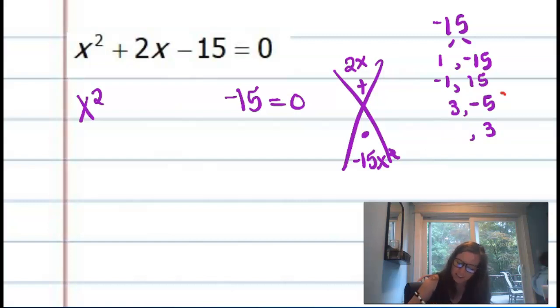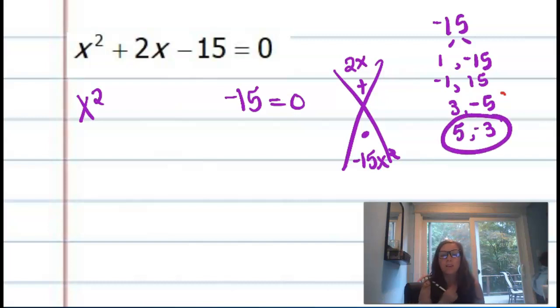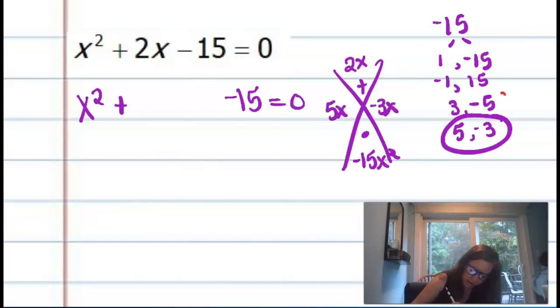You want to make sure that the signs are different, right? That's kind of important. So this would be a positive 5 and a negative 3. So that's the one that's going to work for this. When I multiply them, I get a negative. When I add them, I get a positive 2. So 5x and negative 3x. We're going to plug those in. Remember, the order doesn't matter.